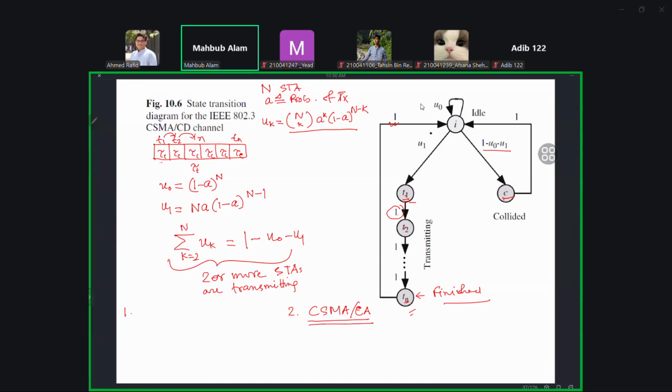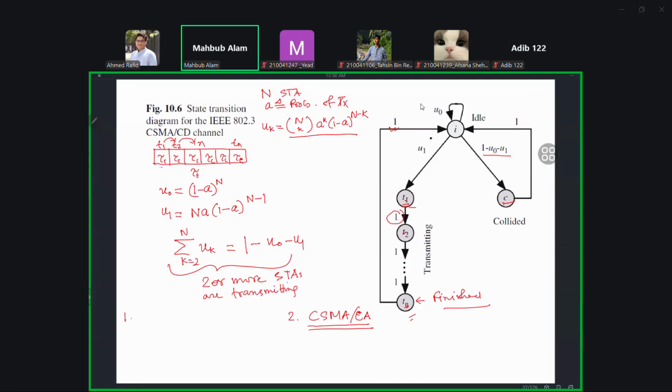The question is, in place of CSMA-CD, if the protocol would be CSMA-CA, then whether we will have the same state transition diagram or we need a separate one. If we need a separate diagram or some modification, what should those modifications be?